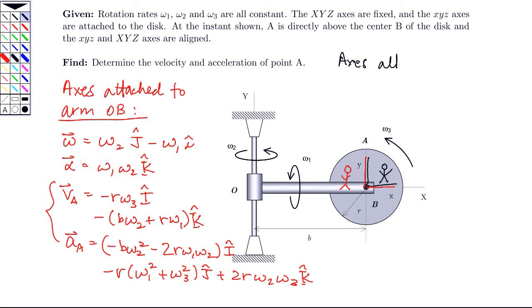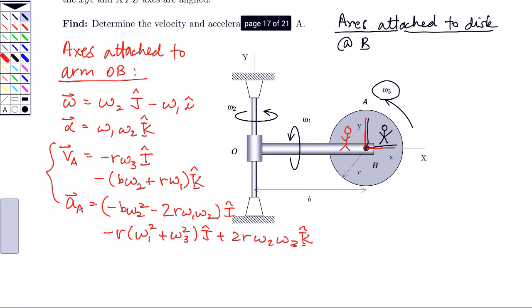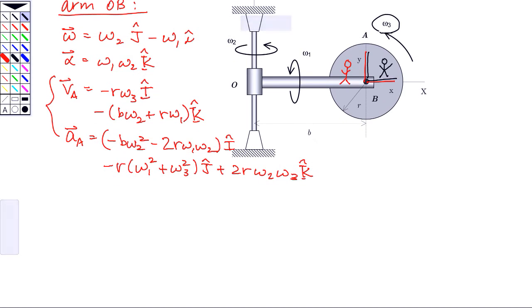So the axes attached to the disk, and I want to be explicit here that those axes are at point B, and those axes are rotating with the disk, meaning that those axes are rotating with omega 3. Okay? And so the question is, how does this change the process? How does this change omega? How does it change alpha? Let's just go ahead and get right into it. Let me move down a little bit. Keep the picture on the screen so you can see it.